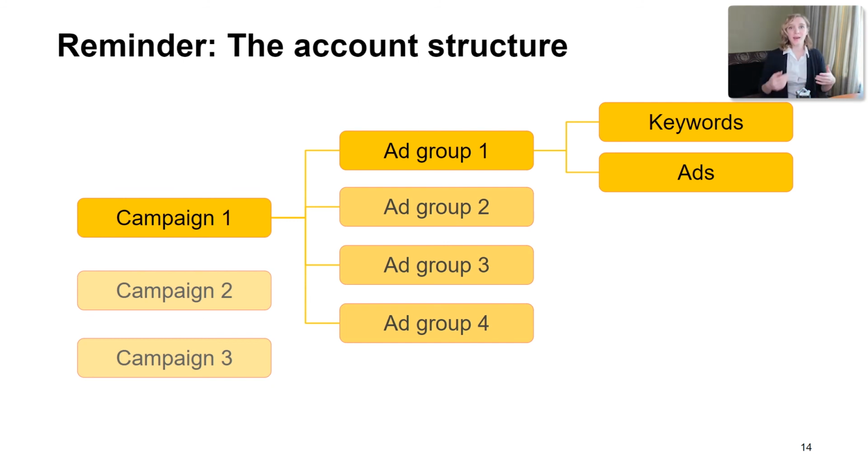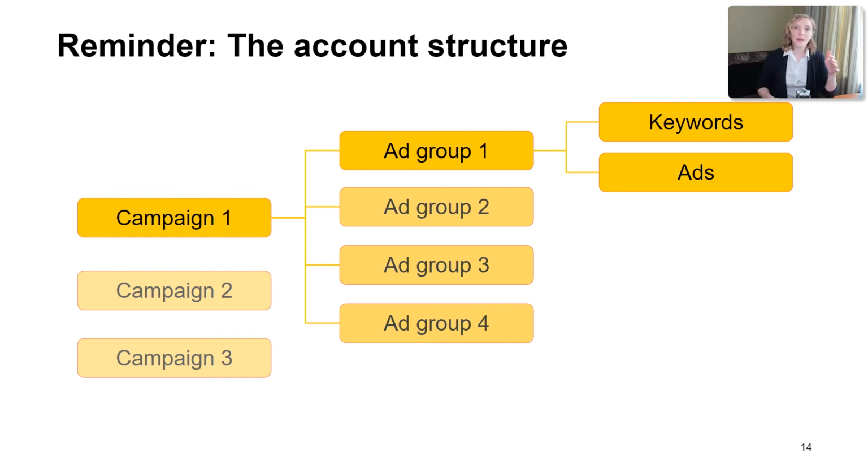As you know, we have the list of campaigns. Inside of every campaign, you can find some ad groups. Inside of every ad group, you can find the list of targeting, for a search campaign, for example, keywords. And also inside of every ad group, you have to have at least one ad.